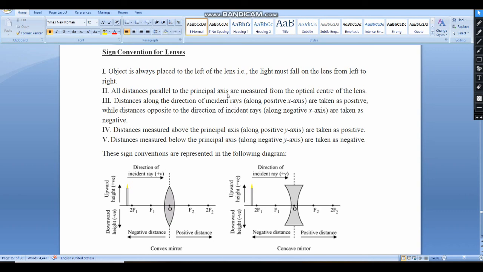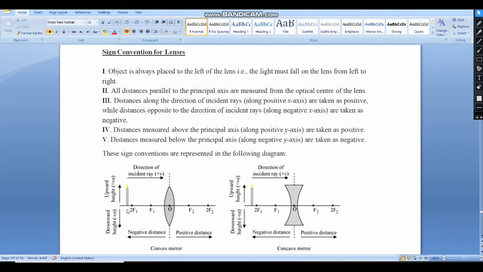All distances parallel to the principal axis are measured from the optical center. All the distances along this principal axis are measured from the optical center, in this direction or in that direction. Second point, the distance measured along the direction of the incident ray is taken as positive. The light ray is traveling from left to right, so we measure the distance from this point in that direction.